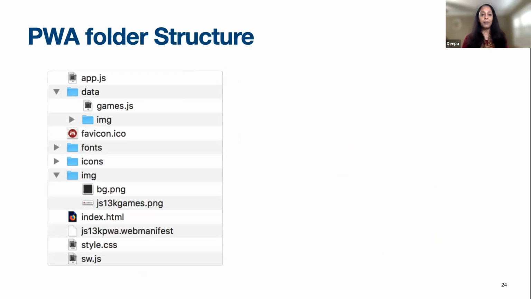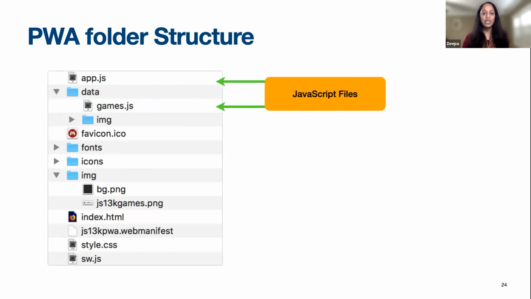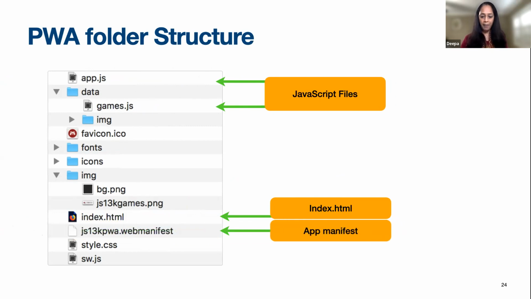So here's an example of a progressive web app folder structure. Inside the source, you would have JavaScript files. And if you see, there's an HTML file, and at the root of it, you have the app manifest and the service worker. Note that the service worker is at the root level, and it is a JavaScript file.